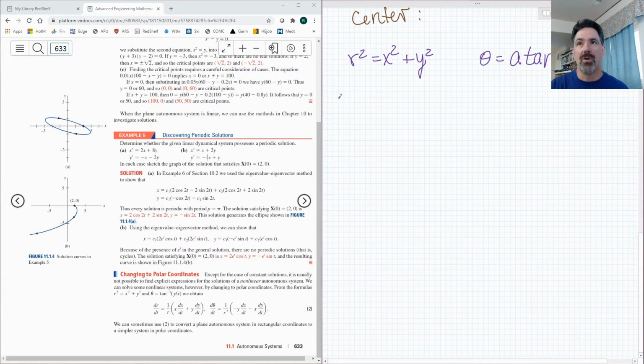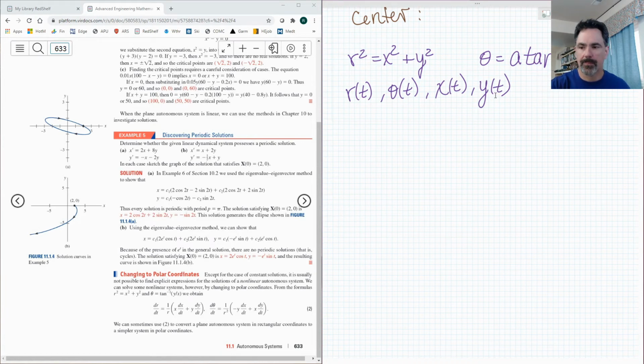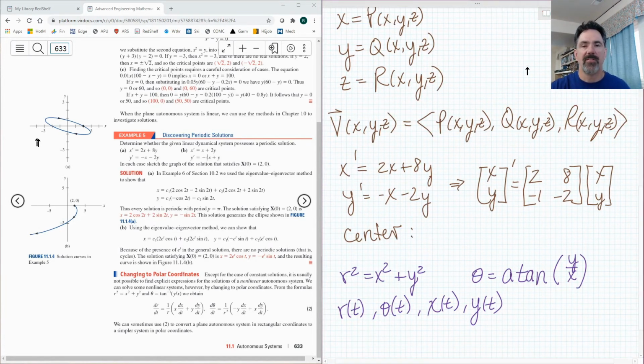Now, note one more thing, right? We know that r is a function of t and theta is a function of t and x is a function of t and y is a function of t. And the question is, how did the author come up with the representation of equation 2? So take just a quick second. I'm going to put this on pause and think about how that would be done. All right, hopefully you've had just a little bit of time to think about this.